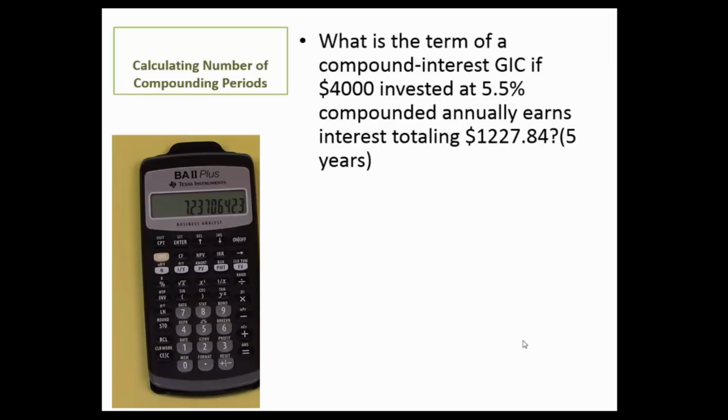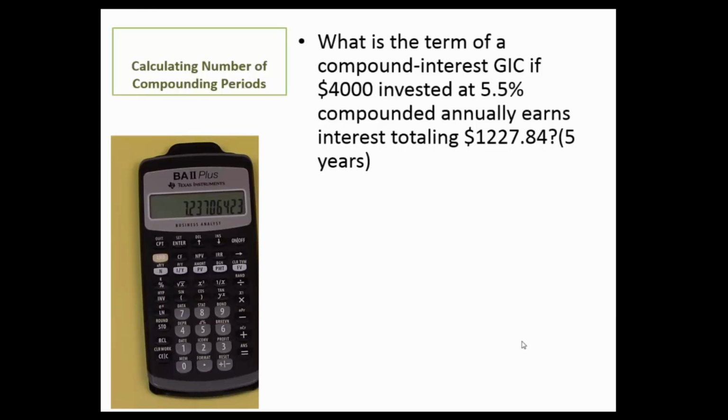Using the example, what is the term of a compound interest GIC if $4,000 invested at 5.5% compounded annually earns interest totaling $1,227.84 over 5 years? Because the present value is outflow, it must be entered as a negative, so for present value, enter negative 4,000.